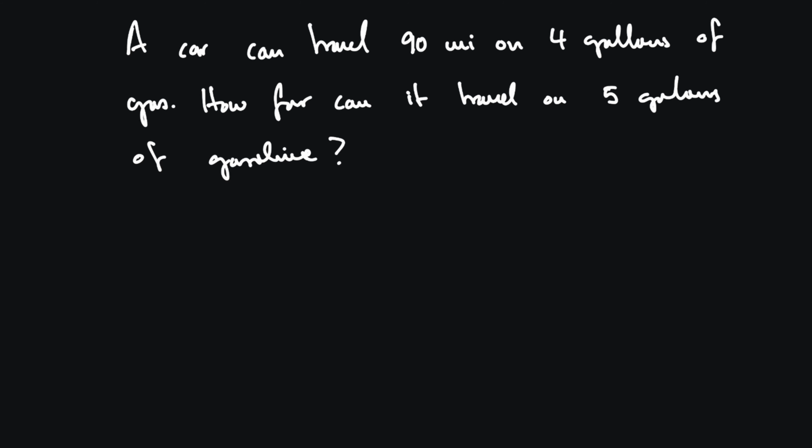Now, let's do a problem. So we have this problem. A car can travel 90 miles on 4 gallons of gas. How far can it travel on 5 gallons of gasoline? So basically, we have a proportion problem. 90 miles is compared to 4 gallons. So we have this rate, 90 miles to 4 gallons, all right?